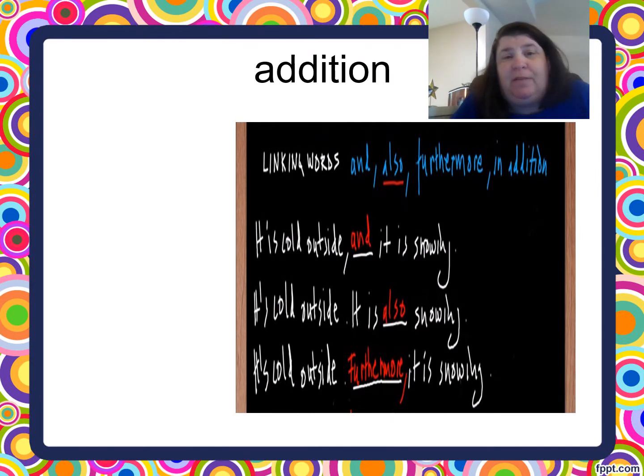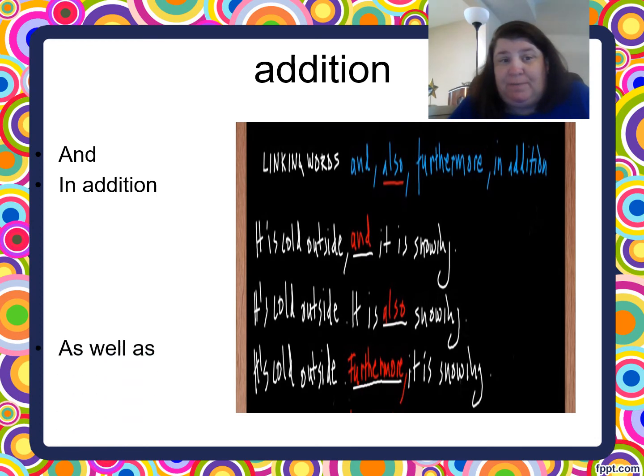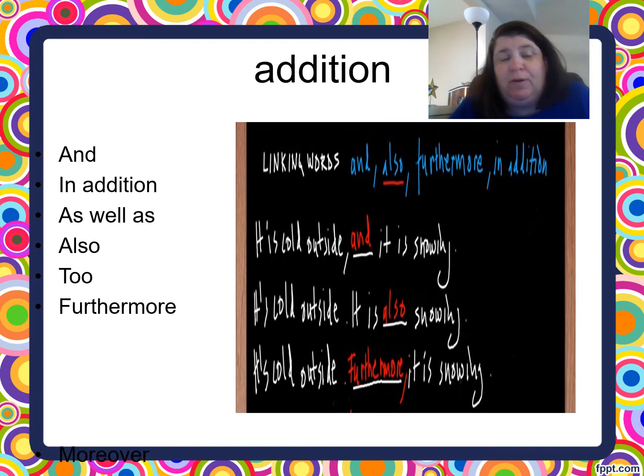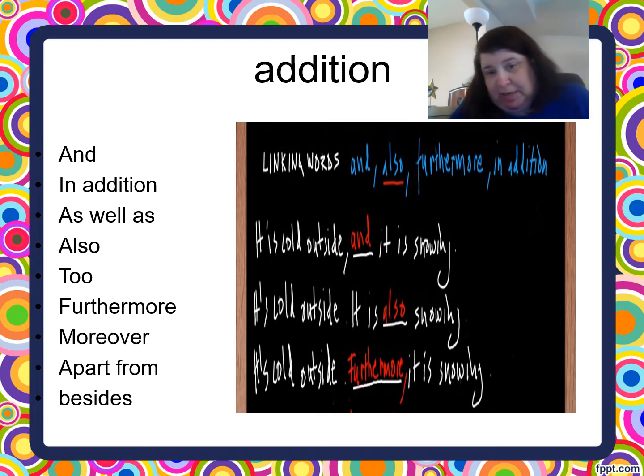In this slide, we're going to look at words that show addition. And those would be words such as and, in addition, as well as, also, too, furthermore, moreover, apart from, and besides. When we look at this little graphic over here, it looks like a nice little chalkboard that somebody's written some sentences on. And we're going to see how those words show addition to something.